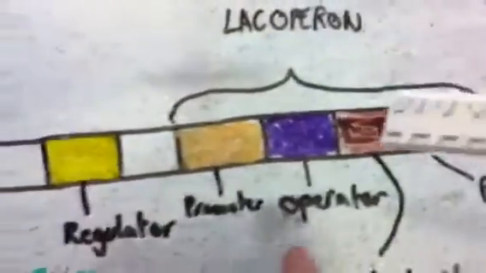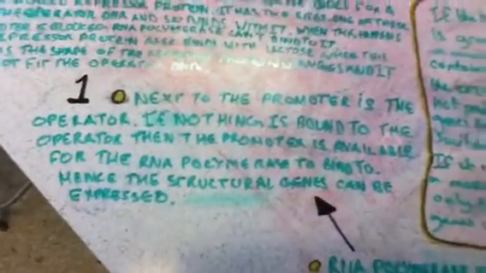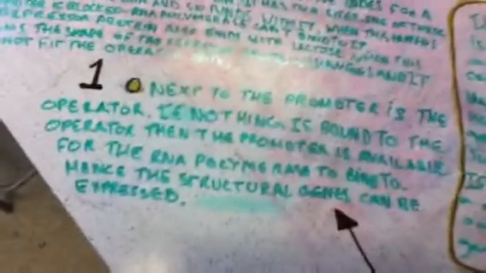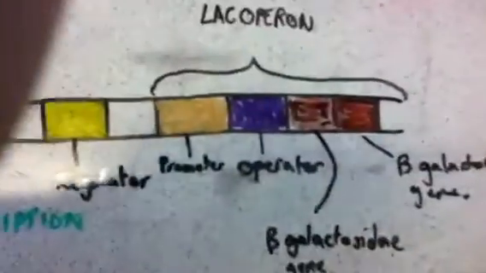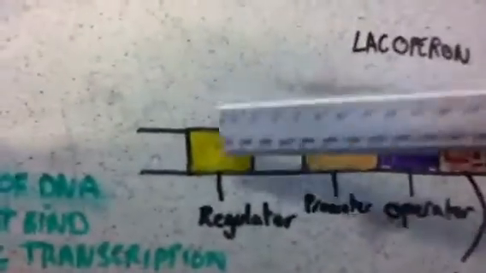The next step includes the operator. It's right next to the promoter, the promoter and the operator. If nothing is bound to the operator, then the promoter is available for the RNA polymerase to bind to. Hence the structural genes can be expressed. Expressed basically means the structural genes can actually be coded for, so these two can be coded for. However, another stretch of DNA on the operon called the regulator codes for a protein called the repressor protein.